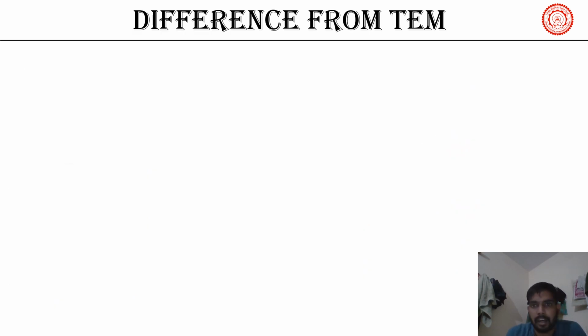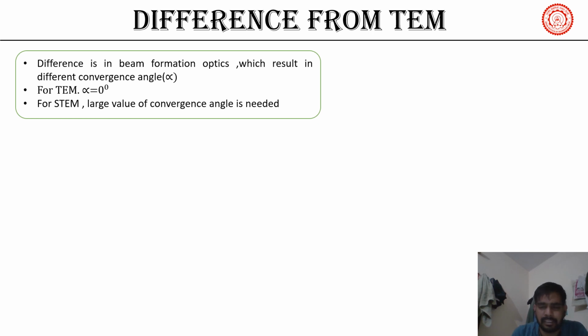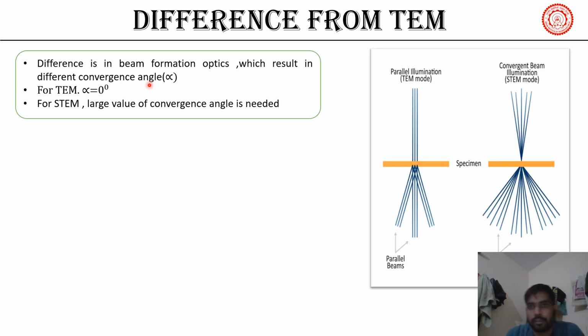Now coming to the point of how STEM is different from TEM. There are many points where we see differences between the two. First is the beam formation optics, which have different convergence angles. From the figure we have seen that in TEM mode the convergence angle, alpha, is equal to 0, and for STEM a large convergence angle is needed.